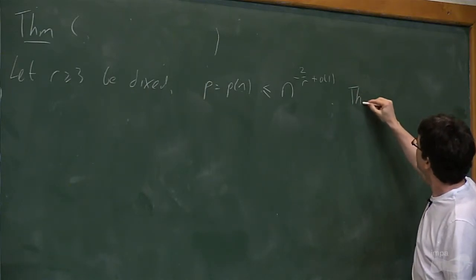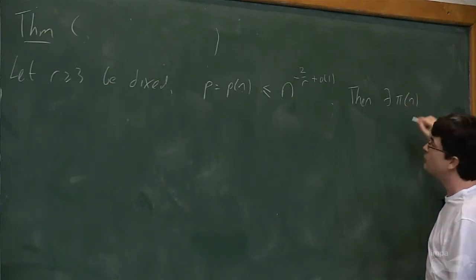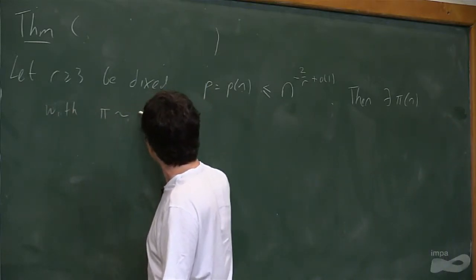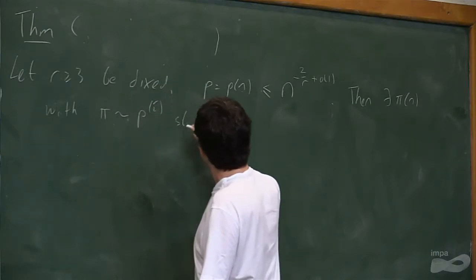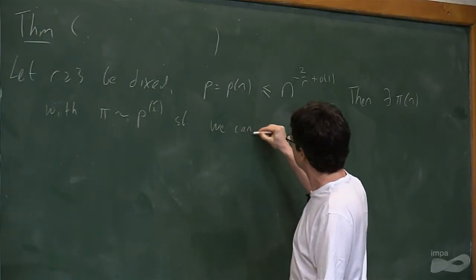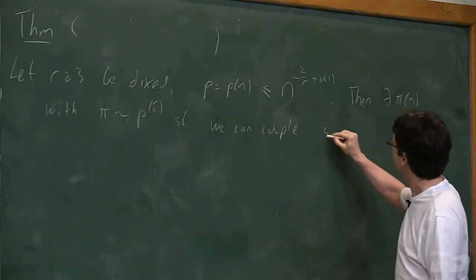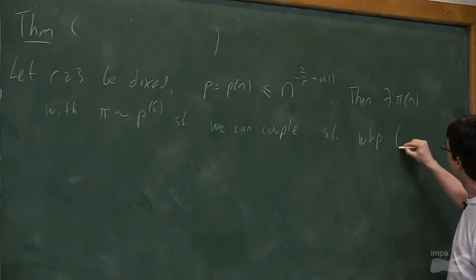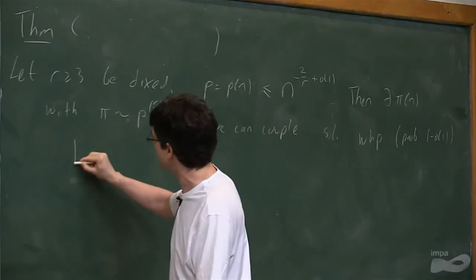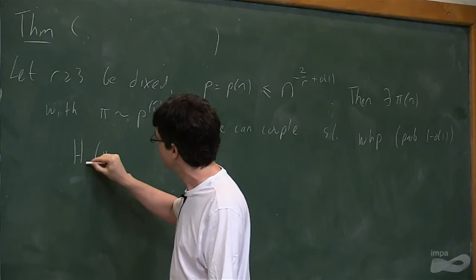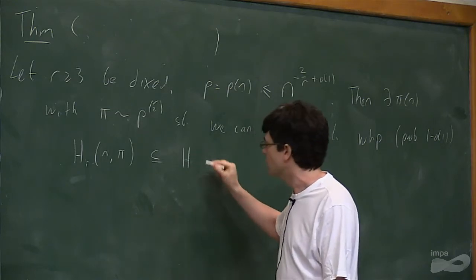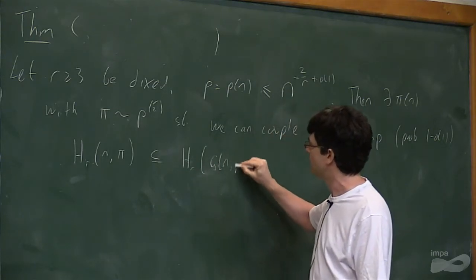Then there exists another function pi, which is roughly p to the r choose 2, which is the analog of p cubed, pi twiddles p to the r choose 2, such that we can couple the random variables so that with high probability, meaning with probability 1 minus little o(1) as n goes to infinity, as usual, we have the containment whichever way around was true. So H_r(n, pi) is contained in the triangle or K_r hypergraph of our random graph G(n,p).